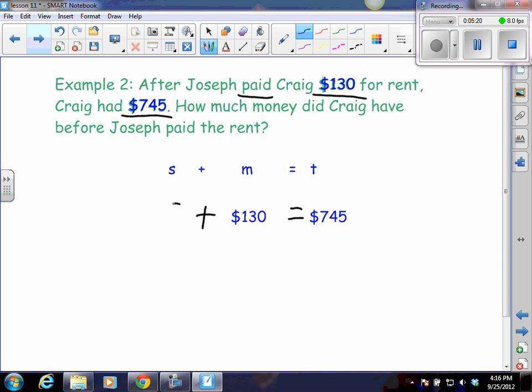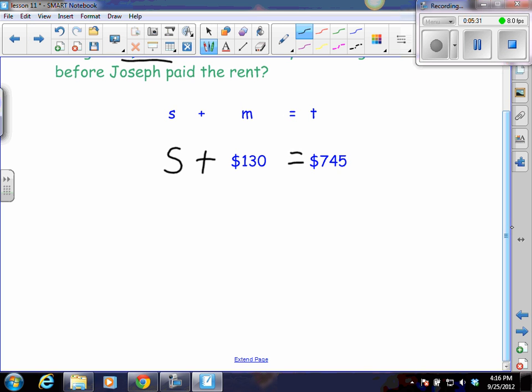And so our equation, step one in solving a word problem, is to find that equation. Our equation is S plus $130 equals $745. Now we can take the time to solve this problem, to find the missing addend. Of course, we need to rearrange this problem so that we can easily solve it.